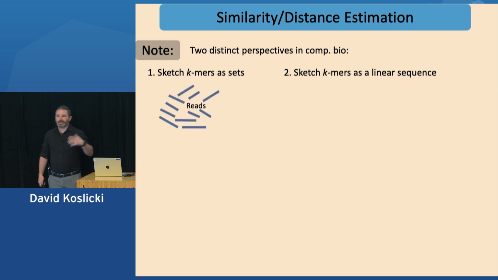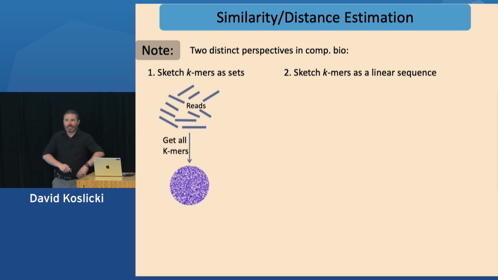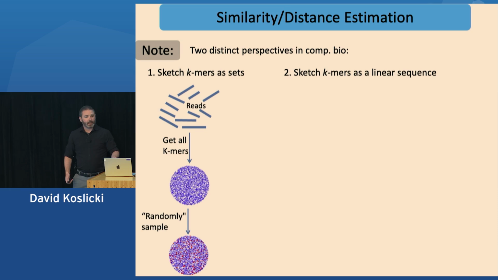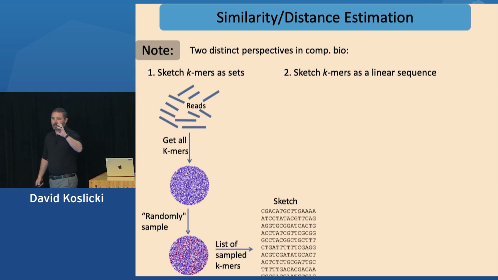So the first approach basically takes all your reads and gets all the k-mers and forgets all the information about which k-mer came from which read and which part of which read. And then from there, you might do something like randomly sample, and that random sample is then going to be your sketch. And critically, it's going to depend on how you randomly sample.